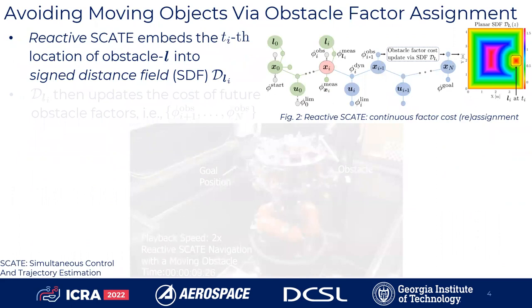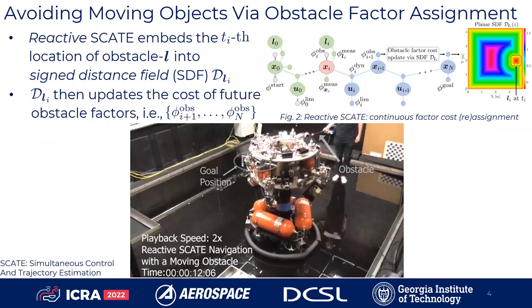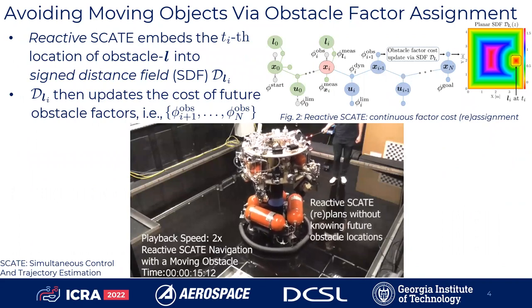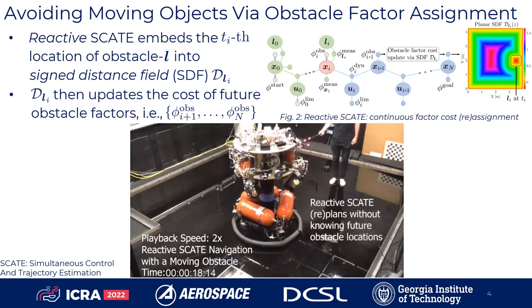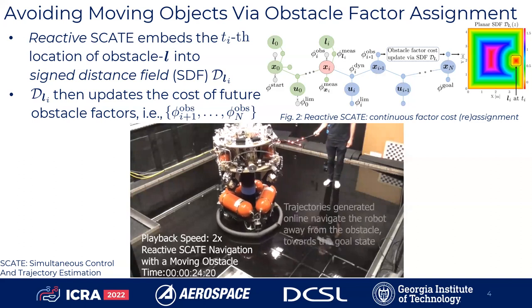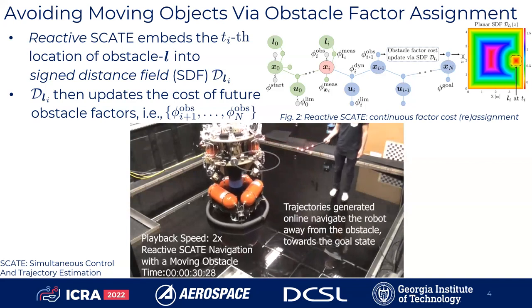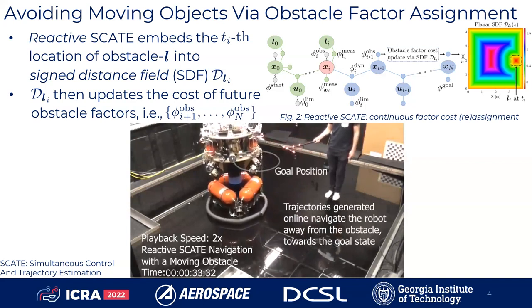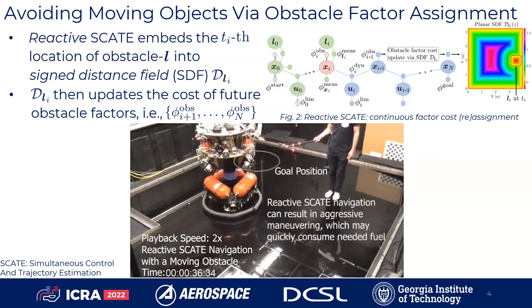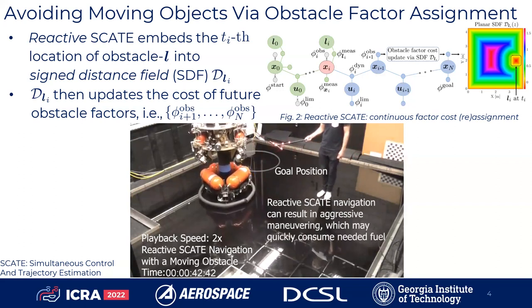Specifically, we investigated reactive SCATE, which embeds the t-th location of obstacle l into a signed distance field shown in figure 2. That signed distance field then updates the costs for future obstacle factors. Below, we're showing experimental validation of reactive SCATE, which plans without knowing future obstacle locations. I move around in our experimental facility with a Vicon wand as the robot navigates to a terminal pose. As it receives measurements, the robot adjusts the future trajectory accordingly to avoid collision and meet the terminal waypoint.